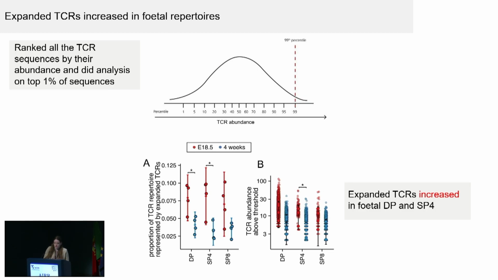Then I wanted to confirm this, so I looked at just expanded TCRs. We ranked all of the TCR sequences by their abundance and did analysis on just the top 1 percentile. As you can see here, the proportion of the repertoire represented by expanded TCRs is more in the fetus in red than in the young adult, in the double positive and the CD4s. And I also looked at the TCR abundances above that particular threshold, and again, in the CD4, there was an increase in sequences.